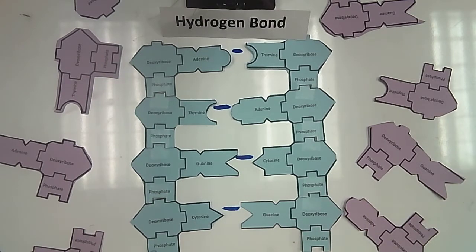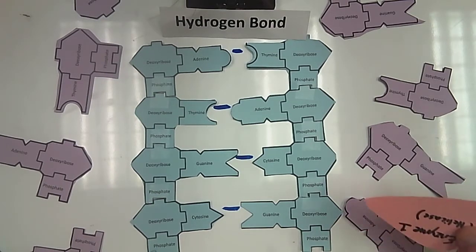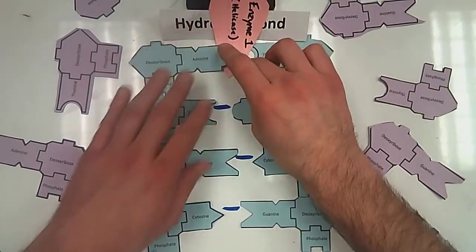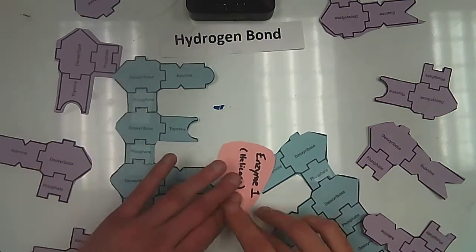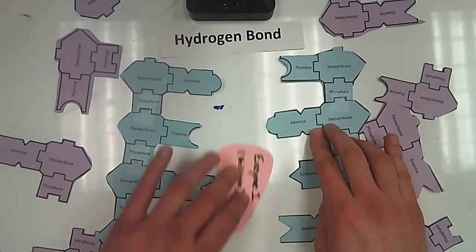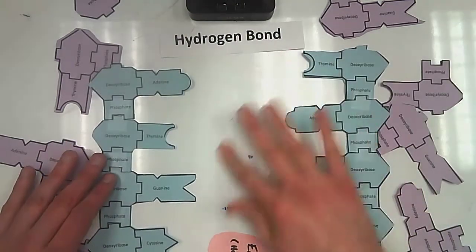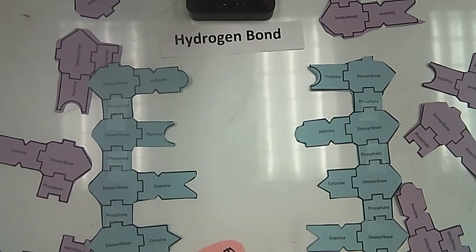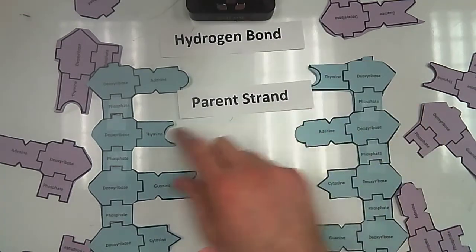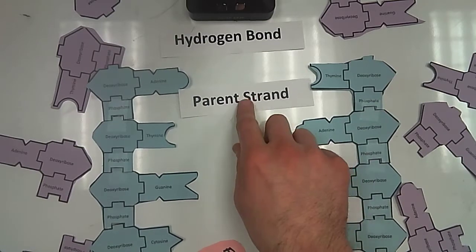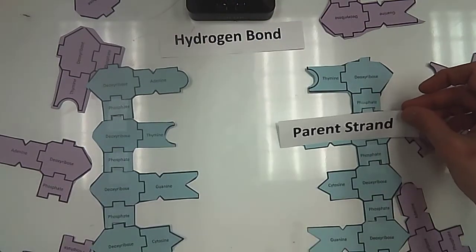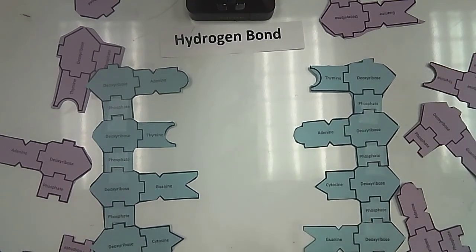All right, the first thing that's going to happen if we want to make a copy of DNA is an enzyme is going to come in and it's going to break these hydrogen bonds. And by breaking those hydrogen bonds, my DNA molecule starts to separate. Now, these strands of DNA have a specific name, and the blue ones, or the original DNA molecule, we're going to call these the parent strand. So this is a parent strand, this is a parent strand, because they came from that original DNA molecule.